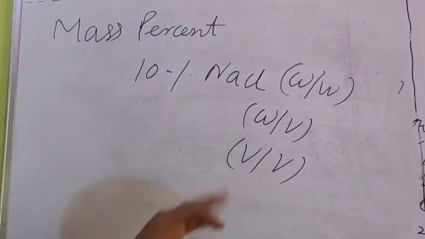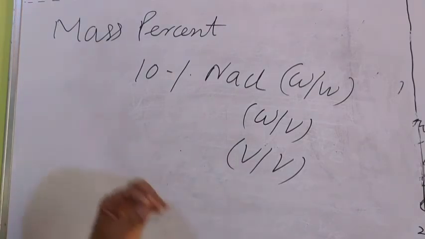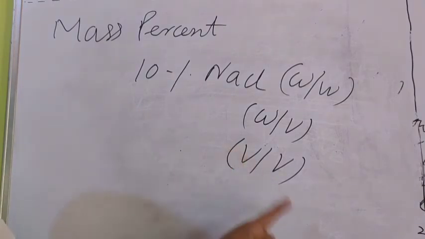And V by V means 10 ml of NaCl in 100 ml of solution, or 90 ml of water. So this mass percent, volume percent, can be expressed by means of three ways: W by W, W by V, and V by V.